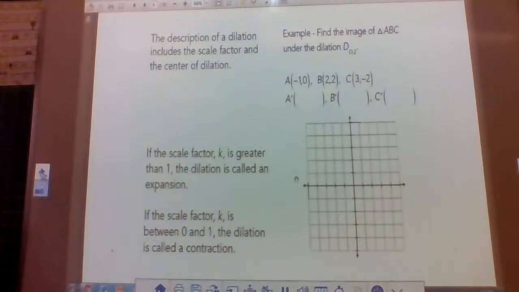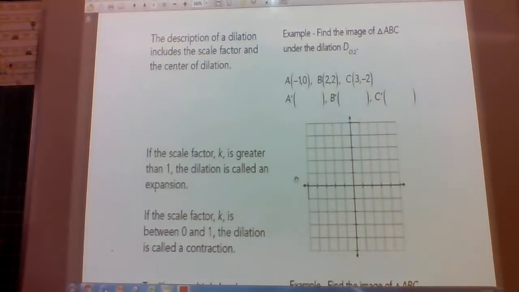Okay, these were the dilation notes. So dilations are either expansions or contractions. We're either making the figure larger or smaller. It's going to stay the same shape, but it's getting larger or smaller.